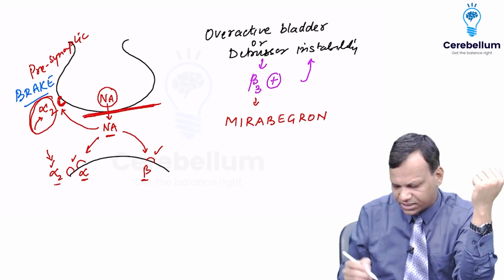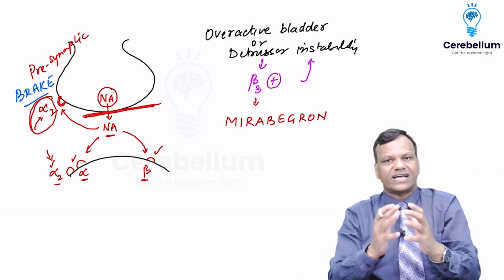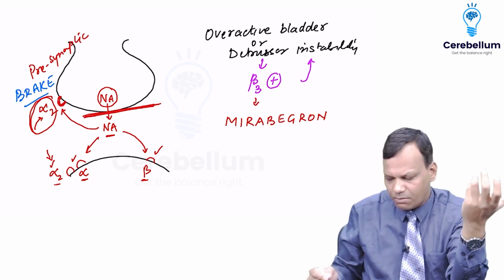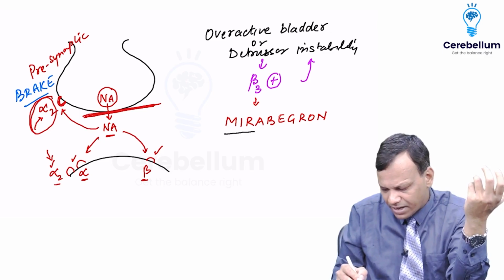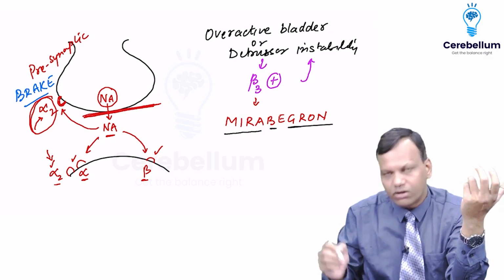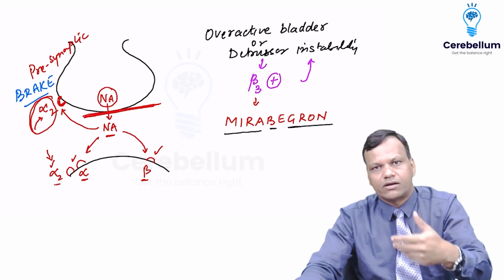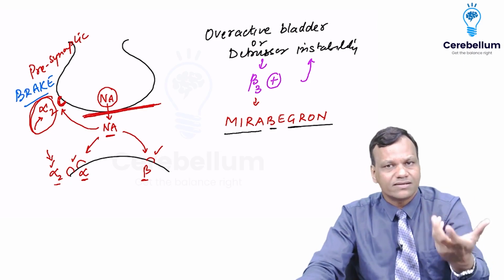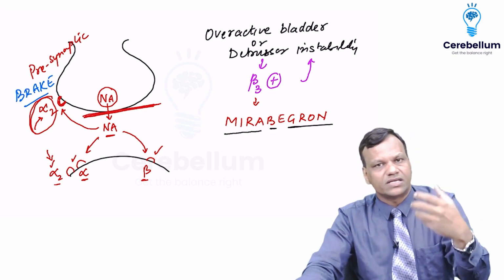Mirabegron is a beta 3 agonist that will relax the bladder. And if you want to remember the name in Hindi, you can remember easily. It is saying that Mera bladder gone. Mirabegron. Mera bladder gone. That means my bladder is not working. It is not working means it is relaxed. And that is relaxed by beta 3 agonist.